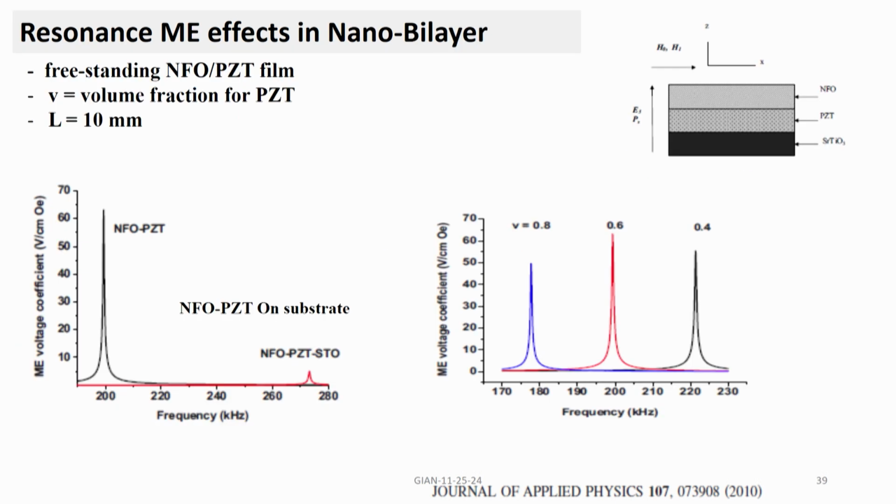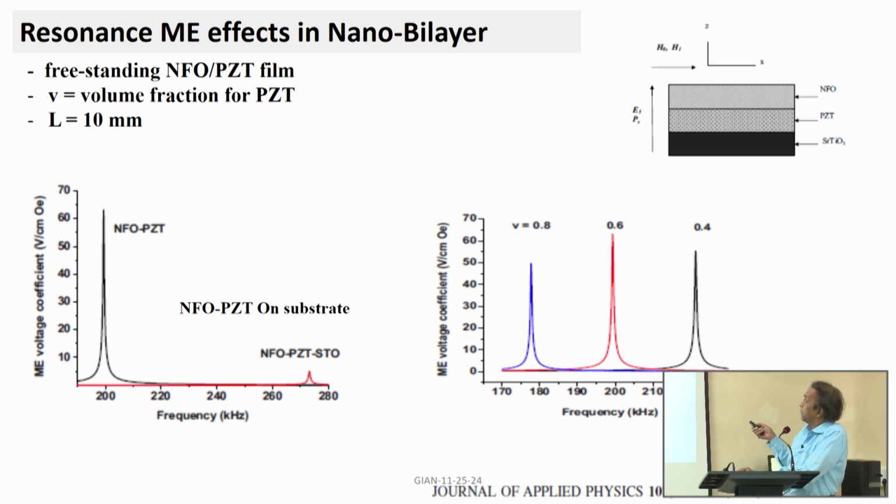Okay, so we modeled what would happen in case of a nano bilayer on a substrate. In this case, it's a strontium titanate substrate. The bilayer has PZT and nickel ferrite, and two different cases. One, there is no substrate, that is the peak on the very left, and then with a substrate of strontium titanate, there is clamping. The peak really shrinks a lot. As you see here, this is without it, and this is with the substrate.